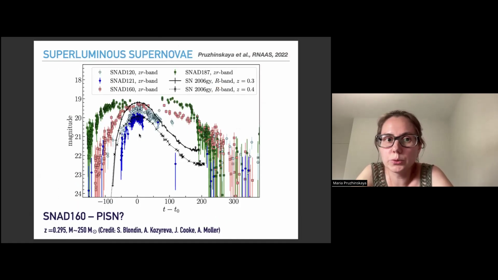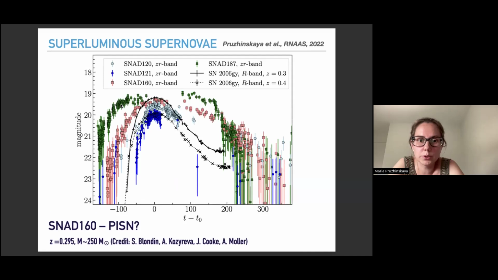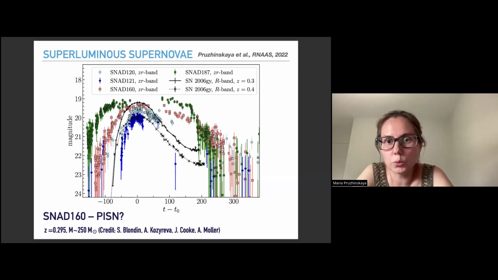Also among those supernovae, we found several very nice candidates for superluminous supernovae. So there were 4 candidates that we found. You could see here the R-band light curve in comparison with the known superluminous supernova 2006 JY. Again, we could not go back and get the spectra.